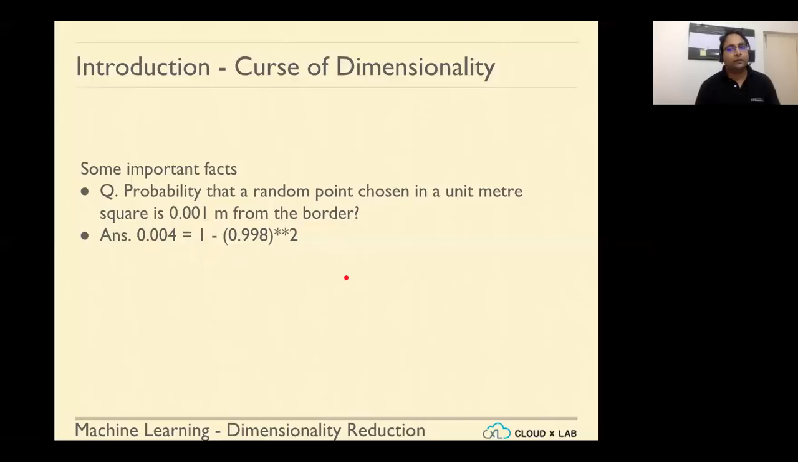Now, let's say we have a cube, a 1 meter cube, a cube of 1 by 1 by 1. What will be the probability of hitting the border, or choosing a point which lies on the border? Anyone? My next question to all of you is, we did it for a square, so let's do it for a cube. What will be the probability of hitting the border in a cube?